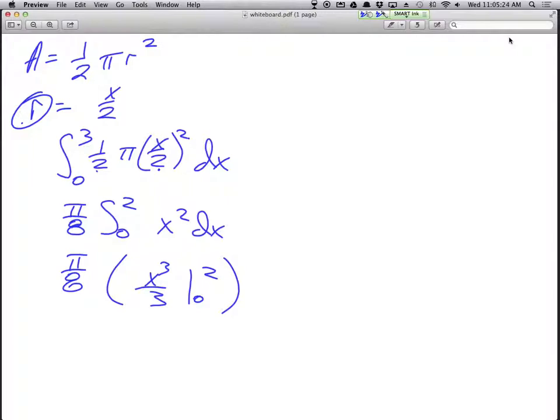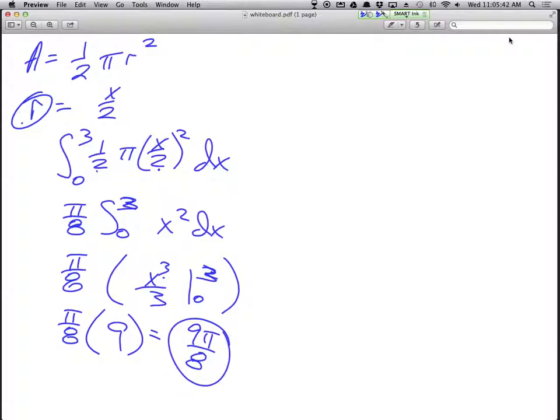You're integrating from 0 to 3. 0 to 3, thank you. So we plug in 3, that's 27 over 3, which is 9. I plug in 0, and that gives me 0, so we end up with 9 pi over 8. What does 9 pi over 8 represent? The volume of our three-dimensional figure. So the volume of that three-dimensional figure is 9 pi over 8.